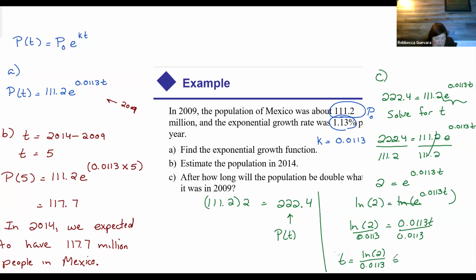So I'll put this in my calculator. Natural log of 2 divided by my rate of 0.0113, I'm going to get approximately 61.3. So it's going to take approximately 61.3 years from 2009 for the population to double.